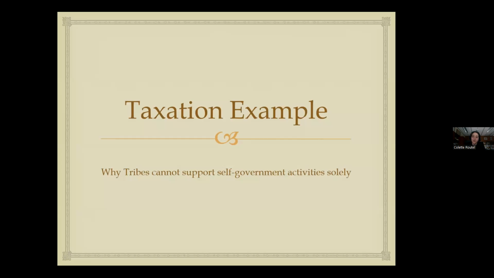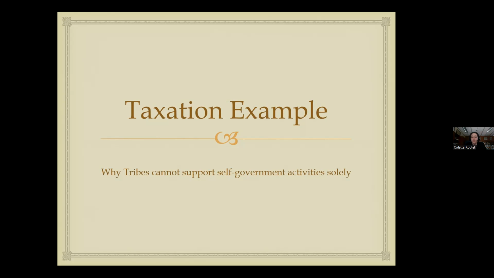I want to give you this taxation example just so you understand this piece that I wrote down here. Why is it that tribes can't support their self-government activities solely, and then I should have put in there, solely through taxes? So if we think of federal or state governments, for the most part, they're not engaged in industry as their means to support governmental operations, right? The state of Minnesota isn't out there with a department store or a timber company or a gaming operation as most of its revenue to be able to support police, legislative functions, et cetera. It uses an income tax, and local governments use sales tax and property tax.